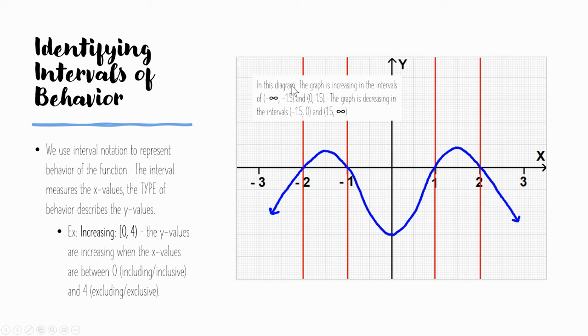Okay, so let's look at this diagram. It says the graph is increasing in the intervals negative infinity to negative 1.5.